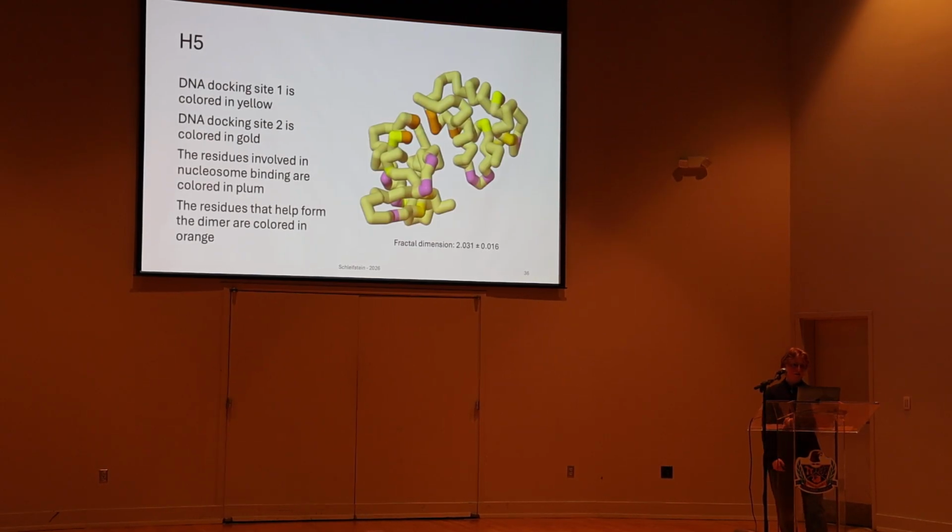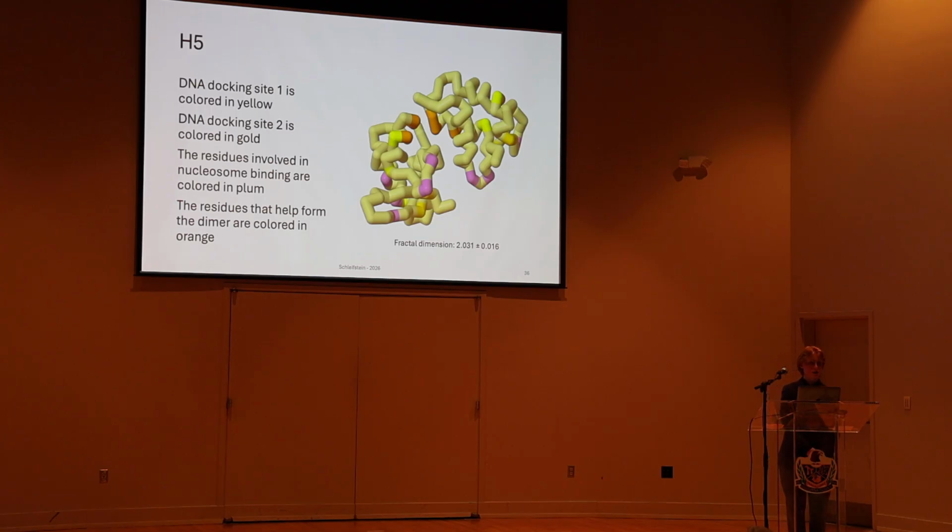And then H5, which is the monomer version of H1 essentially, has more residues shown, or more domains shown, with the DNA docking site 1 in yellow, DNA docking site 2 in gold, the residues involved in dimerization binding in purple, and the residues that form the dimer colored in orange. This had a fractal dimension calculated as 2.031 plus or minus 0.016.